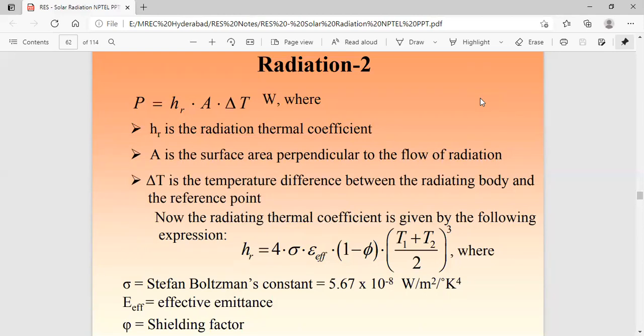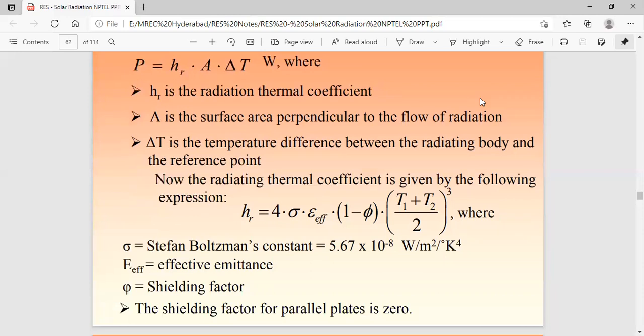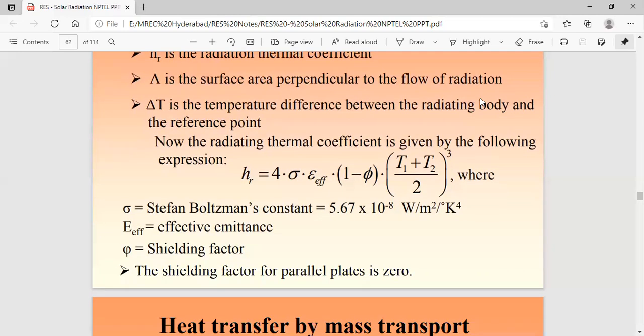Now the radiation thermal coefficient is given by the following expression. HR is equal to 4 into sigma epsilon effective into 1 minus pi into (T1 plus T2 divided by 2) power 3, where sigma is the Stefan-Boltzmann constant, that is equal to 5.67 into 10 power minus 8 watts per meter squared degree Kelvin to the fourth. Epsilon effective is the effective emittance. Pi is a shielding factor. The shielding factor for parallel plates is 0.